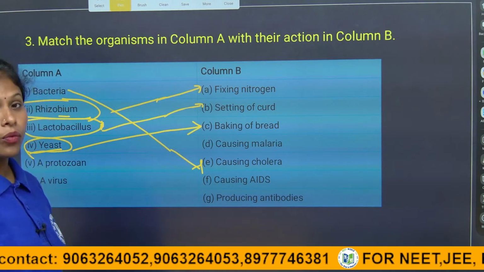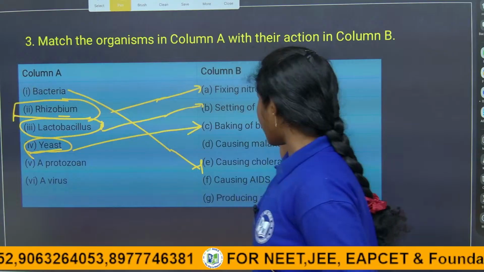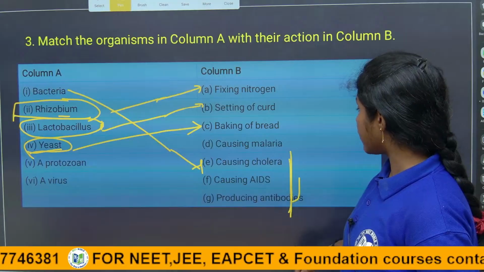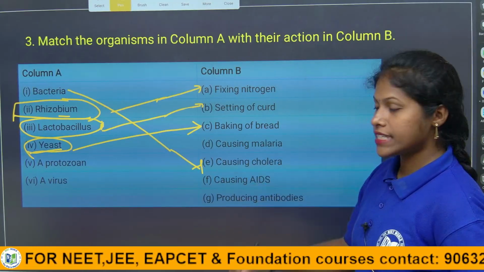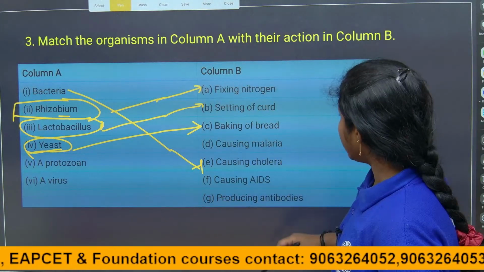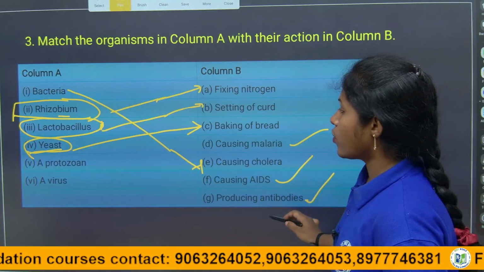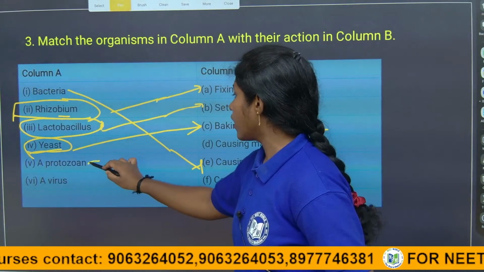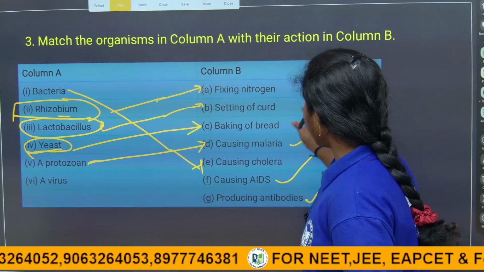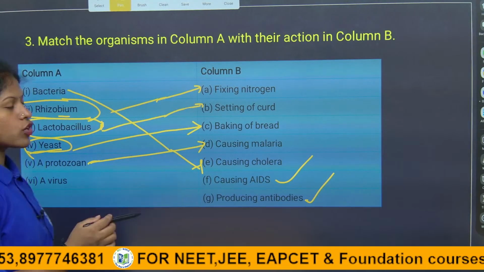Is there any question that came for yeast, children? No. The remaining answers here are causing malaria, causing AIDS, producing antibodies. These 3 are not apt for the question of yeast. Next, protozoan. Here is the protozoan, children. So for protozoan, what is left? Malaria is left, causing AIDS, producing antibodies, right? Protozoan is the cause of malaria. It is a plasmodium, right? So the correct answer for protozoan is causing malaria.